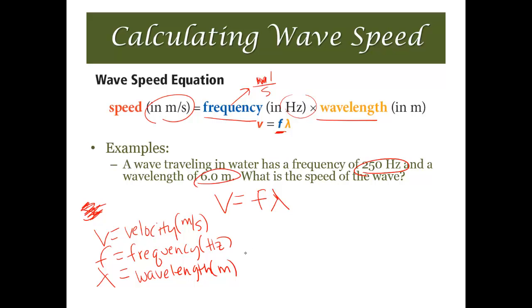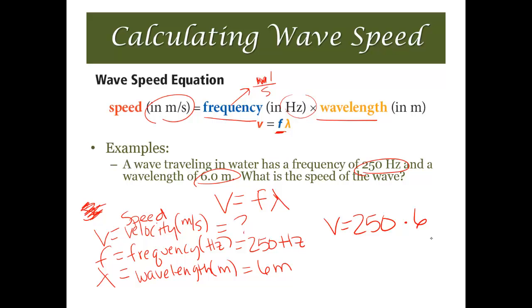Okay, so 250 hertz, so they give us the frequency, and a wavelength of 6 meters. Notice that the only thing we don't have is the velocity, aka speed. So you're going to take V equals 250 times 6. That's going to be equal to 1,500, and then you just label it meters per second because it is solving for V, which is your speed.